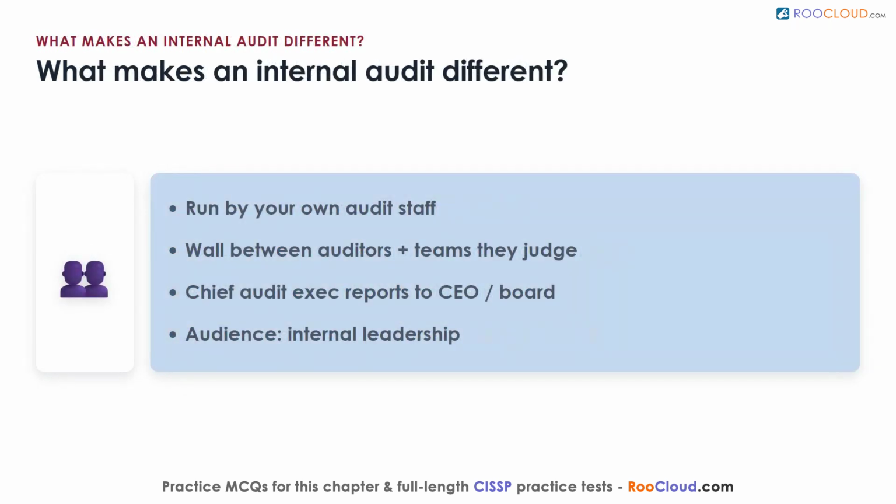What makes an internal audit different? It is run by your own audit staff, but with a deliberate wall between them and the teams they judge. That independence comes from the reporting line. The chief audit executive typically reports straight to the chief executive or even the governing board, not to the managers whose controls are under review. The audience is internal leadership. Think of an inspector who works for the airline but answers only to the very top.